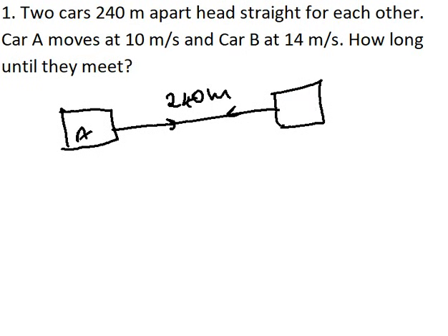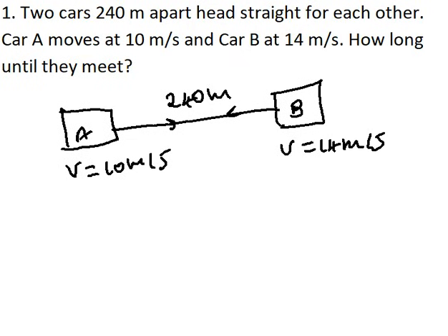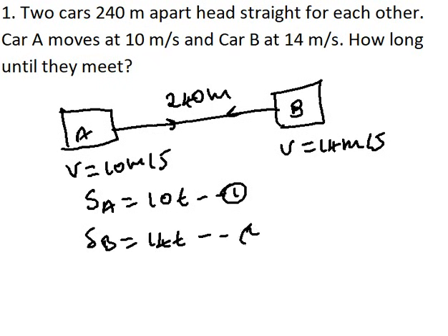Sometimes you can label them on your own based on the way they have been given, and both are moving at a constant speed. This one is also moving at a constant speed of 40 meters per second. How long until they meet? We are talking about the time it takes for them to meet somewhere. So the principle remains the same. What is the displacement for car A? That is 10d, equation 1. And the displacement for car B is 14d, equation 2.